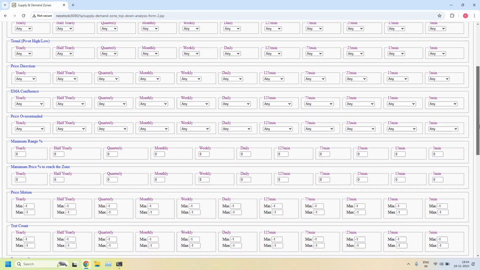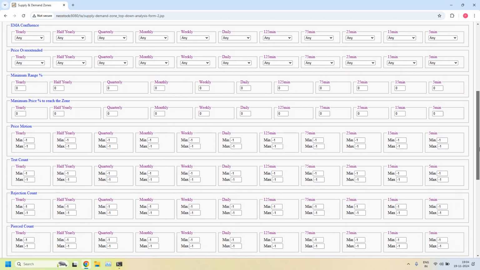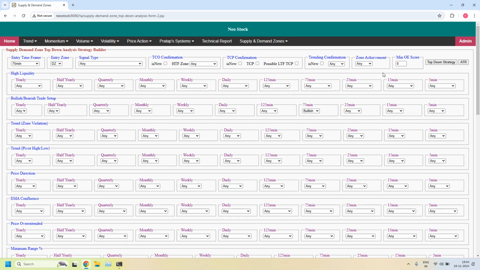These 75 minutes demand zones should not be pierced. So in the pierced count at 75 minutes, minimum value is 0, maximum value is 0. That means the 75 minutes demand zone is not pierced. Zone achievement violated opposing zone, minimum odd enhanced score is 12. All the three filters are applied to the 75 minutes demand zone.